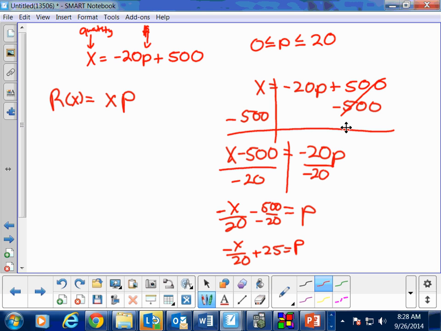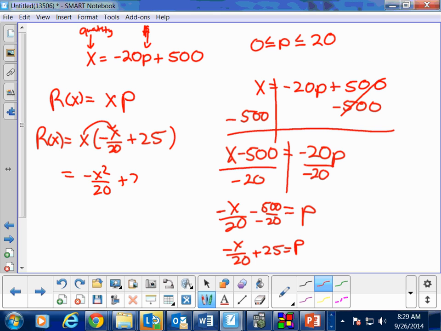Now with that, to find my revenue equation, I'm going to substitute that back in here. And I'll get R(x) is equal to x times (negative x over 20 plus 25). Then from here I distribute the x, which means I get negative x squared over 20 plus 25x. So now I have a revenue equation that I can count on to use for certain questions.